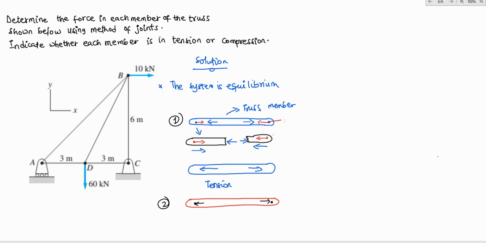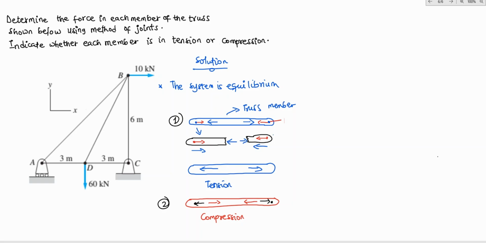So in this case, what will happen is that because of the direction of the forces that are acting on the pin, the internal reactions are going to act in this direction, to keep the system stable. So you are going to see that this truss member here is actually in compression. It's actually under compression. So that's one thing you have to know.